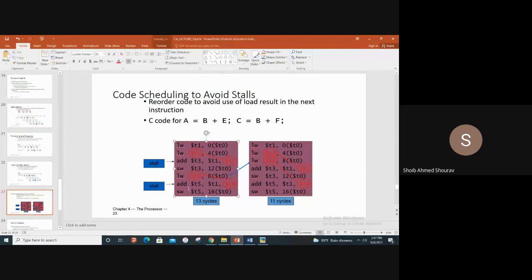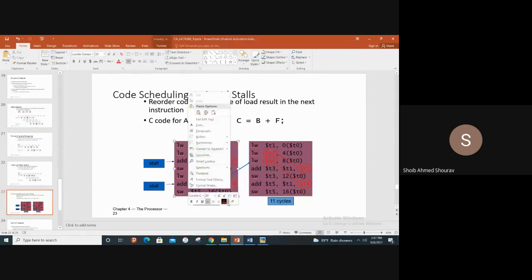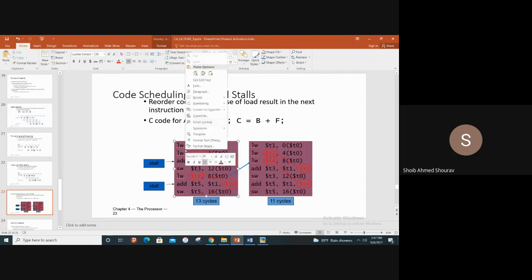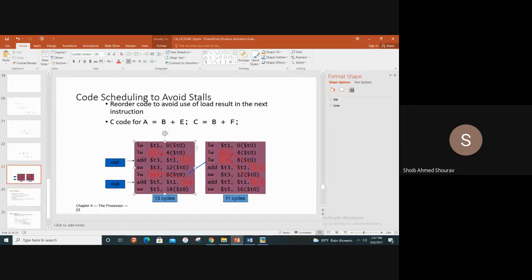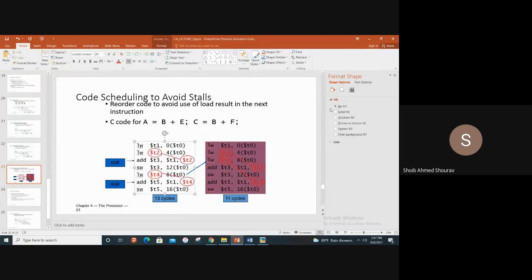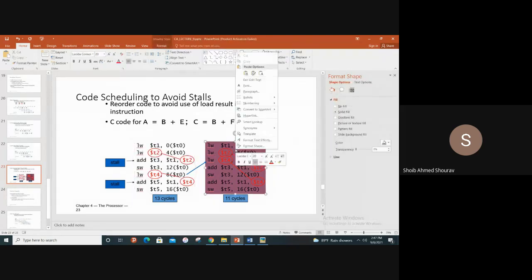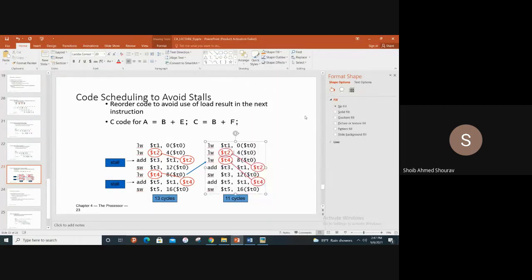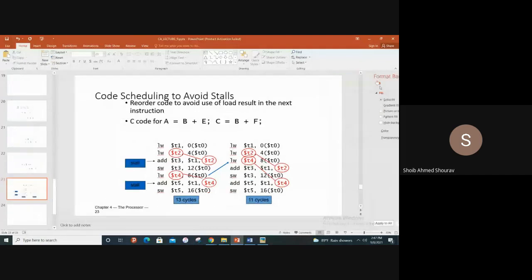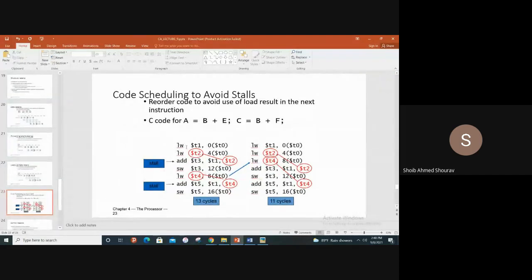I guess you guys cannot see the picture. Yeah, I have to edit the format shape. I guess this is good. Okay, you can see the lines of code in here. Please respond. Yes, sir.